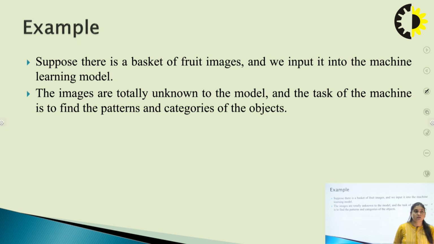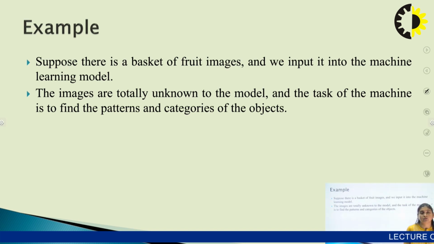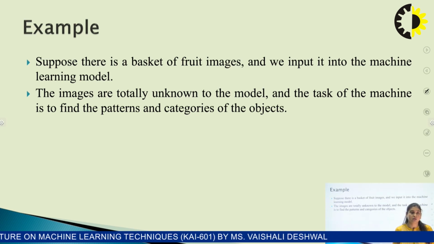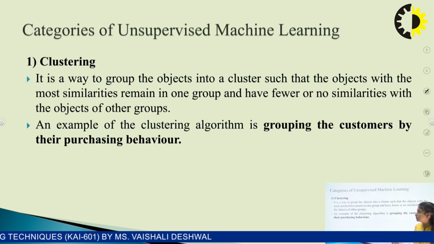For example, suppose there is a basket of fruit images and we input it into the machine learning model. The images are totally unknown to the model, and the task of the machine is to find out the patterns and the categories of the different types of objects. You can give many examples like this. Simply, in unsupervised machine learning, we are just using unlabeled data to train the model, and there is no supervision involved.